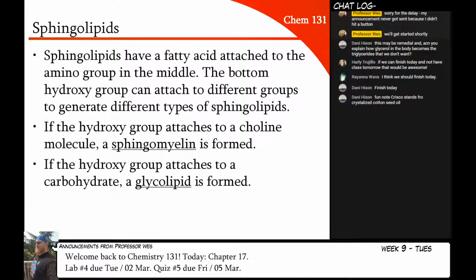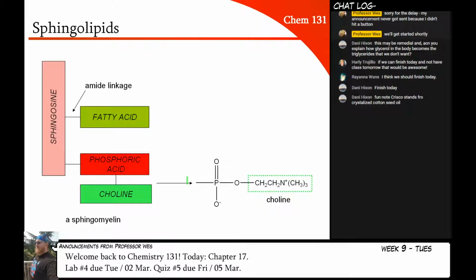Now, there's 2 types of molecules that we're going to talk about here. So the first one is sphingomyelin. A sphingomyelin occurs if you attach the hydroxy group to a choline. And we'll show what choline is in a second. And then secondly, if you attach the hydroxy group to a carbohydrate, you get what's called a glycolipid. So here's what choline looks like. Choline looks like the amino alcohol that we were talking about before, but specifically this amino alcohol is choline.